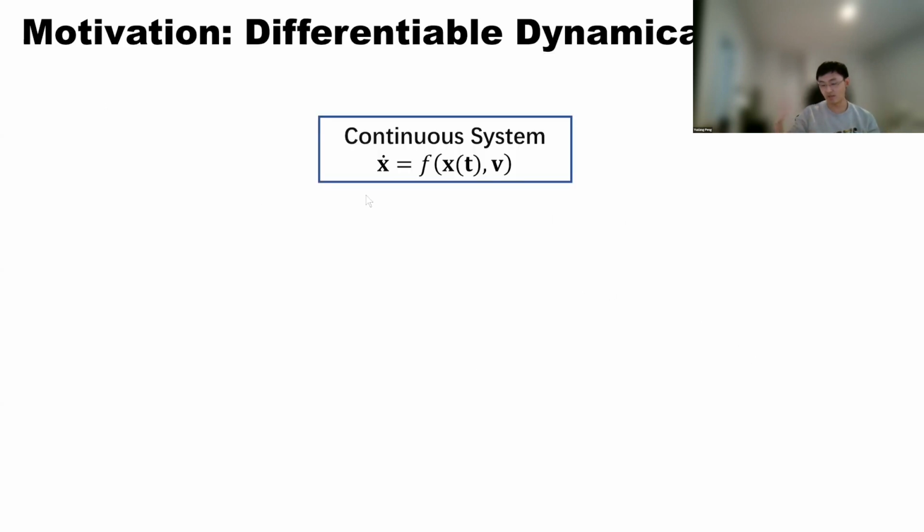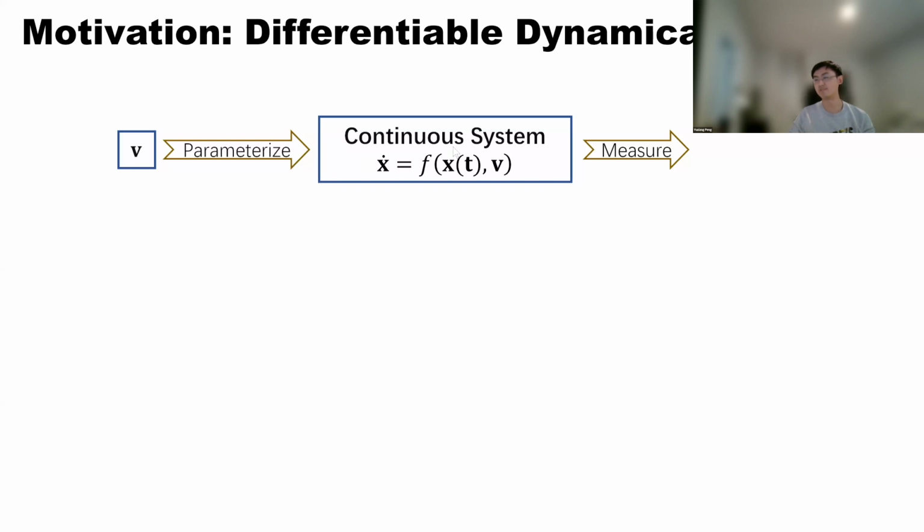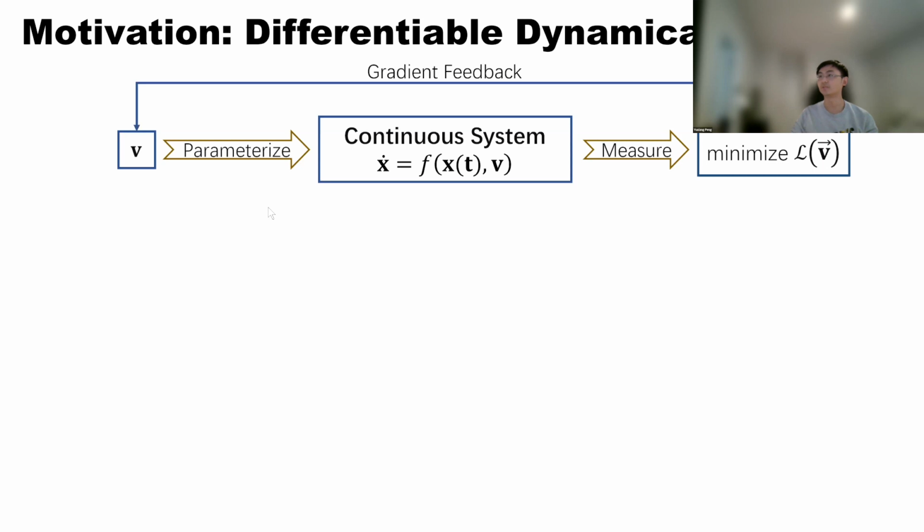The motivation of this tool is the success of continuous time system evolution in the classical differentiable physics field, where you have a continuous system written in this form, where you use a set of parameters V to parameterize the continuous time physical system, measure some results, and minimize the total loss according to the parameter V. Then you can generate some gradient feedback from the loss function for you to tune the parameter V. And in this step, we can basically optimize a problem on a real machine, on a real physical system.